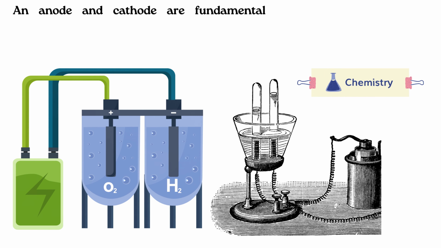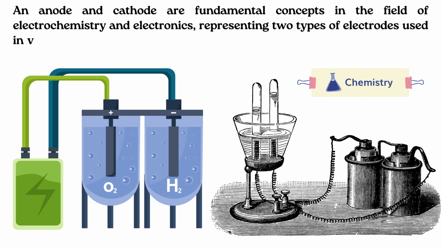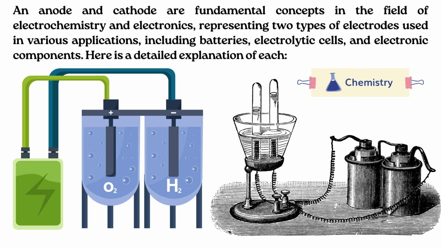An anode and cathode are fundamental concepts in the field of electrochemistry and electronics, representing two types of electrodes used in various applications, including batteries, electrolytic cells, and electronic components. Here is a detailed explanation of each.